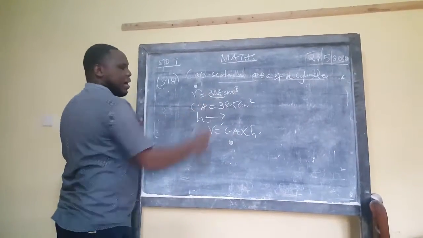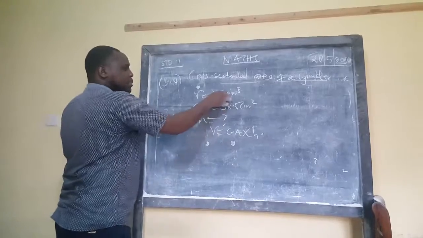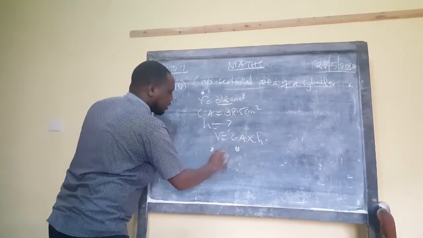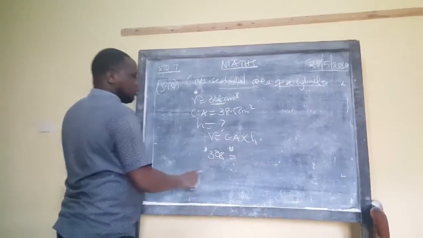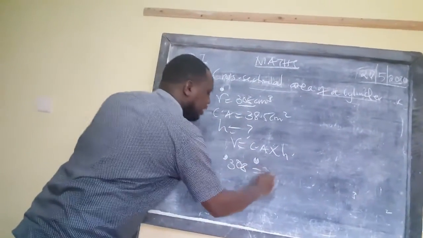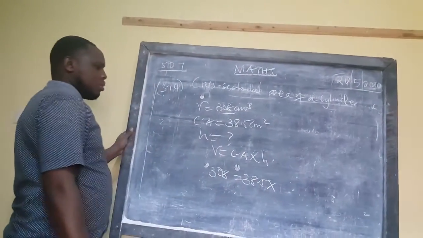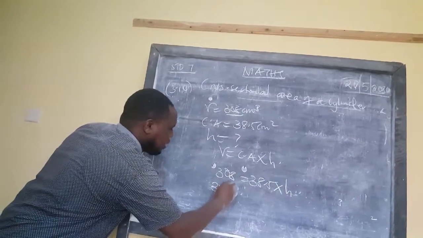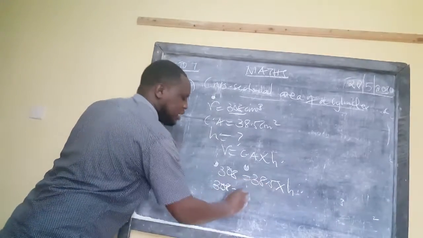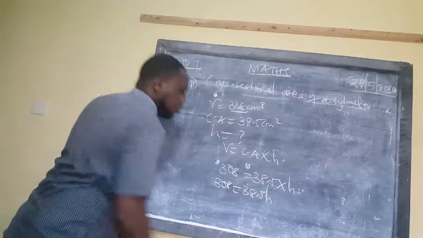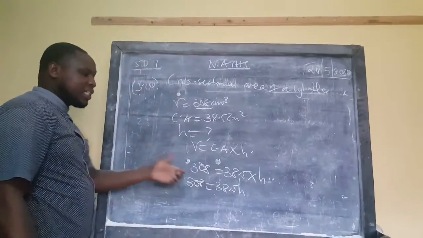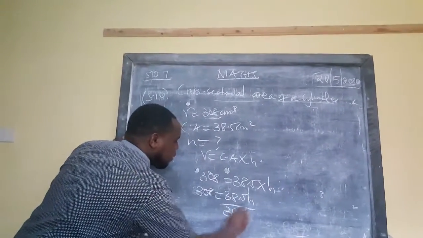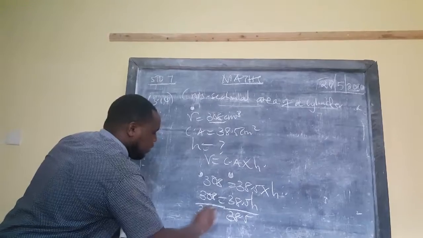So our volume is here. You replace this, the V is replaced by this. This is equivalent to this. You will not write V here, you write what is given here. So 308 is equal to the cross-sectional area 38.5 times the height. The height is not given, remember? So 308 is equal to 38.5 times h, which is 38.5h. We want h, so we are going to divide by 38.5, the coefficient of h.